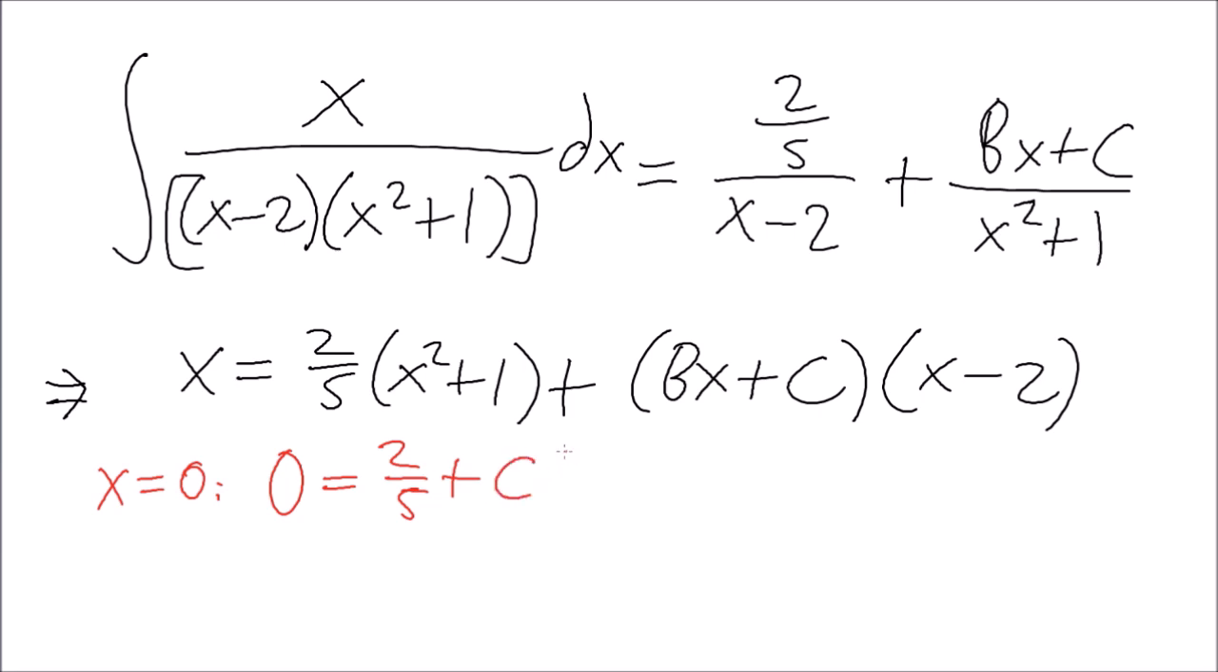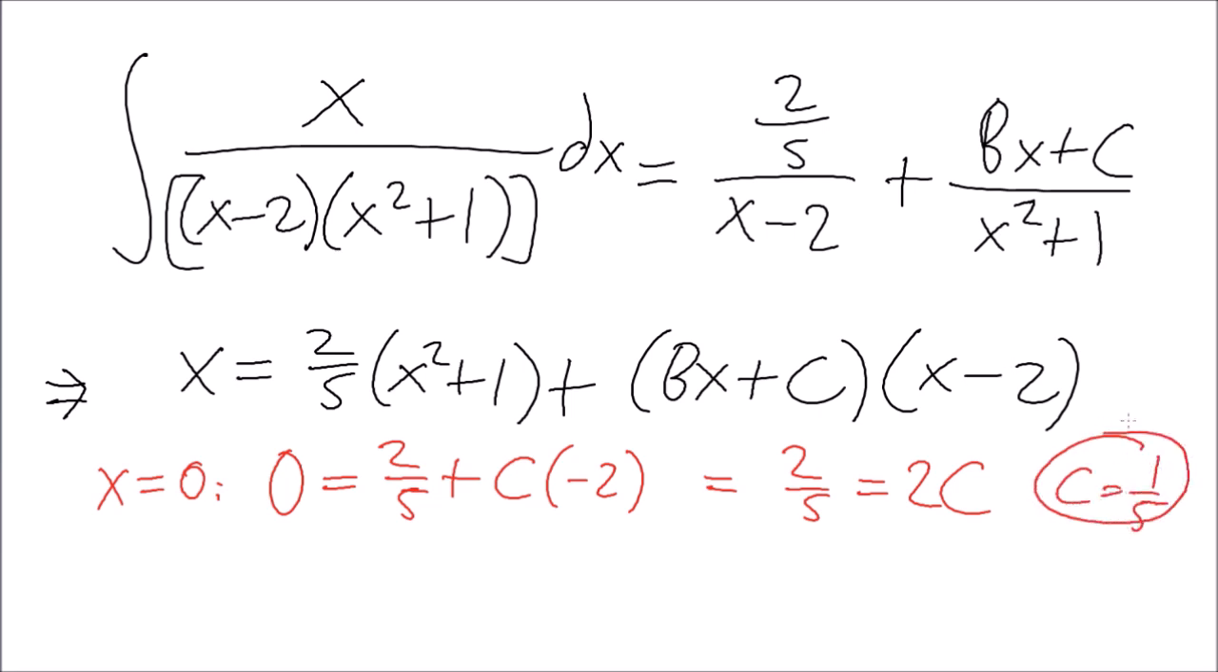Then we get 0 equals 2/5 plus c times -2. So the negative cancels out, so 2/5 equals 2c divided by 2, so c is equal to 1/5. Okay, so c is equal to 1/5. So now that we know that c is equal to 1/5, plug in anything to find b.